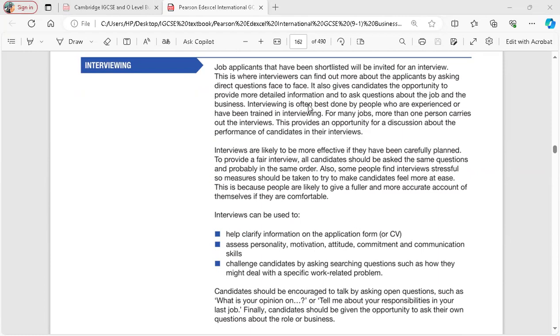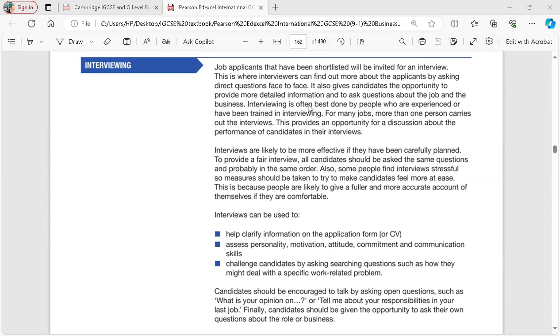Interviews can be used to, one, help clarify information on the application form. So what are the reasons why we have an interview? The reasons why we have an interview is, one, to confirm what the documents you have given to us, your CV, we want to confirm if it's really yours. Sometimes the CV looks like a lion and the interviewee is just like a dog. The CV is rich, but the person is not. So this is where they confirm.